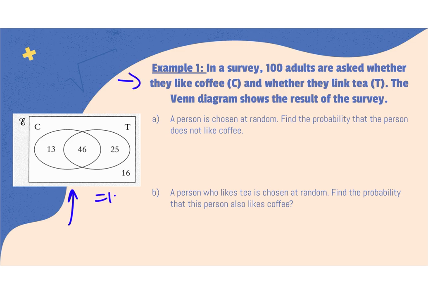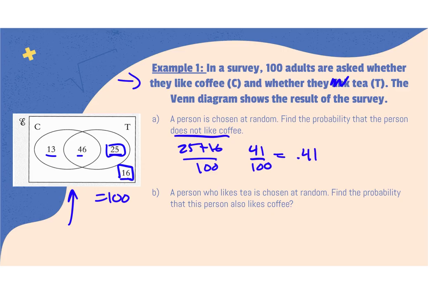You have a total of 100 adults, and whether or not they like coffee or tea, and the Venn diagram shows this. 13 like coffee only, 25 like tea only, 46 like both, 16 do not like either. A person is chosen at random; find the probability that the person does not like coffee. That would be the tea drinkers only and the people that don't like anything. So that's 25 plus 16 over 100, which is 41 out of 100 or 0.41.